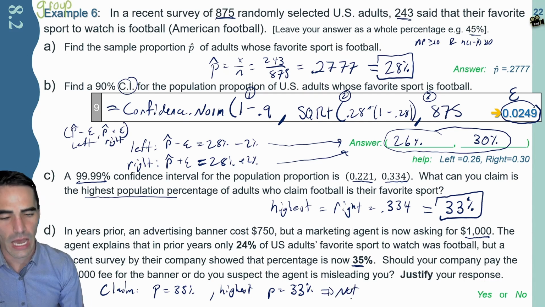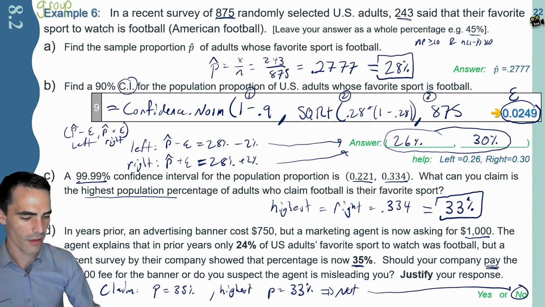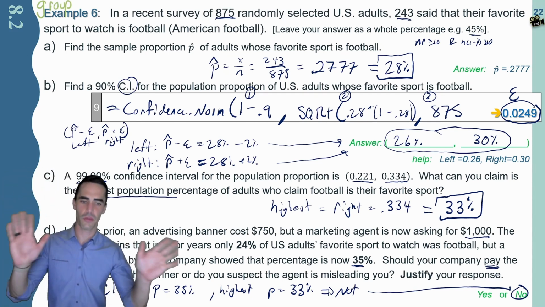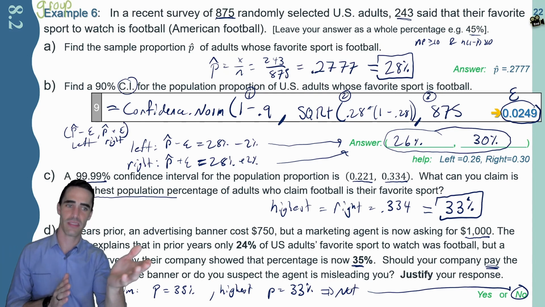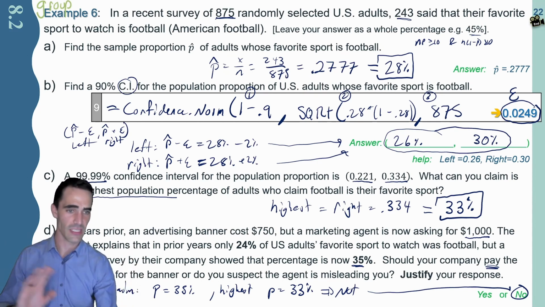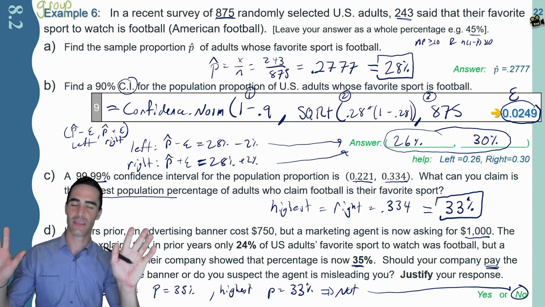But certainly, I'm suspecting that these people are misleading us. So should your company pay? The answer is no. We are not going to pay that $1,000. Instead, we're like, look, we've done the research. I'm trying to give you the benefit of the doubt that it's higher. But in fact, my confidence interval, the 99.99, is giving me wacky results where it can be as low as 22 and as high as 33.